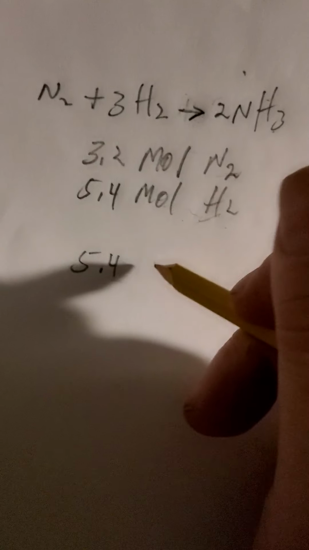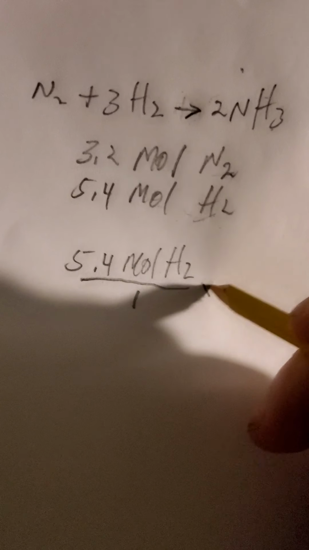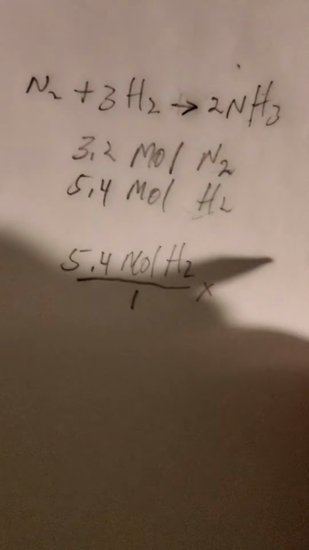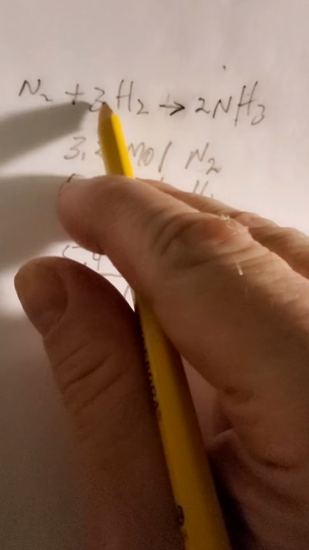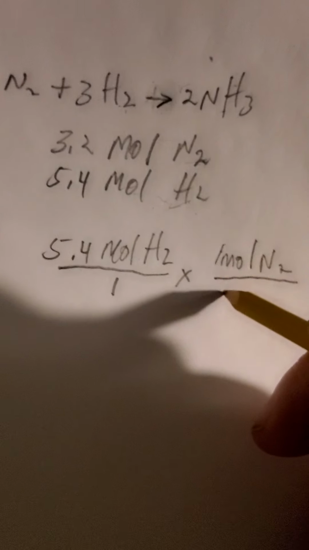Now the first thing I want to do is see what happens if I use the balanced equation to find out how much nitrogen I need. Always use the other one to find out how much you need for the one you're looking for. Okay, so I got 5.4 moles of hydrogen available over 1 times 3.2 moles of this nitrogen. But I'm going to use the balanced equation: for every 1 mole of nitrogen that I react according to the equation, I will be reacting 3 moles of hydrogen with that.